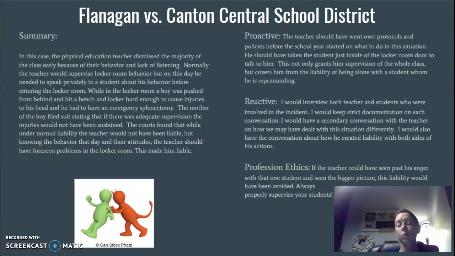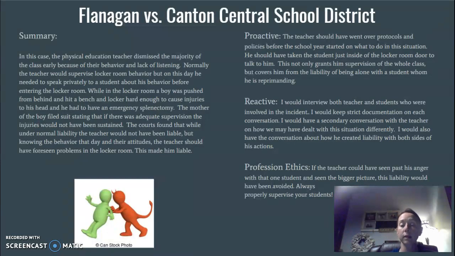I also would have had a conversation with him on how he had actually created the liability when he decided to deal with the situation as he did, because he not only created the liability in the locker room, he created a liability for our school by being alone while reprimanding a student in the gym.